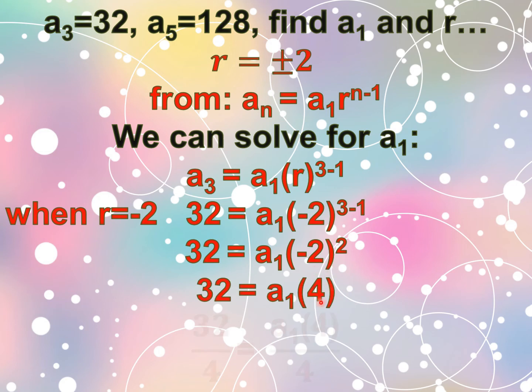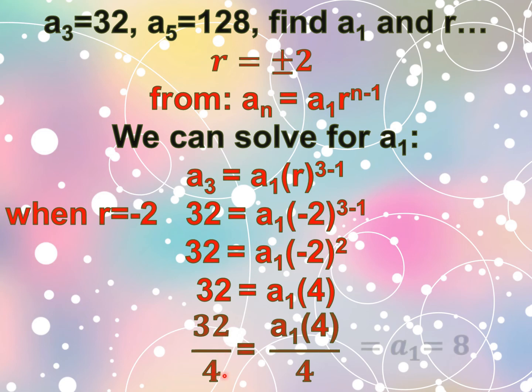And then, divide both sides by 4. So, makakancel na natin yung 4 dito sa right side. Matitira na lang yung a sub 1. And then, dito sa left side, 32 divided by 4, that is equal to 8. So, it means, ang a sub 1 pa rin natin, dito sa second alternative solution, ay 8.